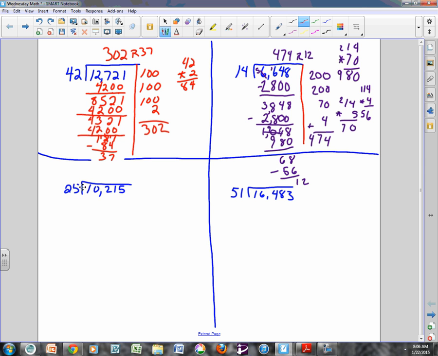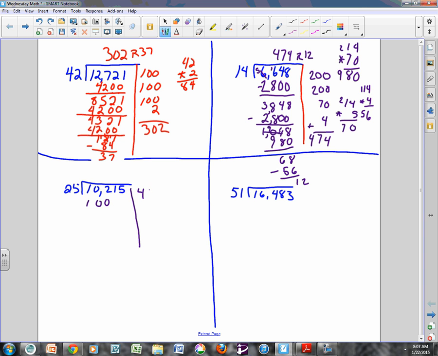All right, let's do one more. Now I like this number because I got a nice friendly number right here, 25. And I know that it takes 4 25s to get to 100. So if I look right here, I have 100 right there. 4 times 25 is 100. If I go 25 times 4, I get 100.